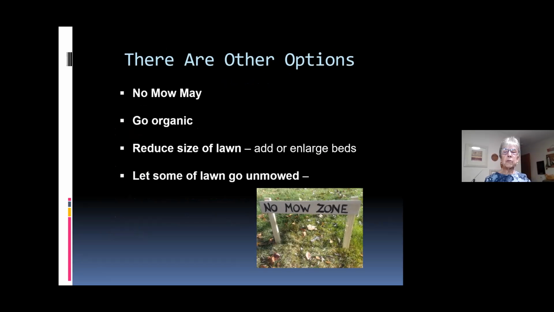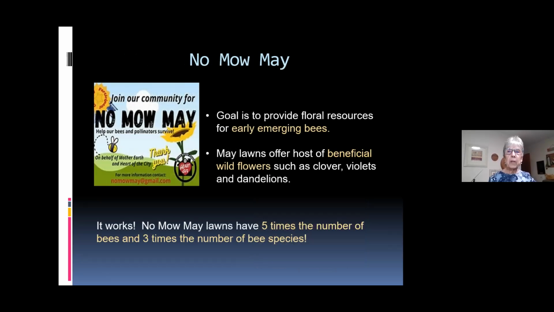So the other options would be No Mow May, and I think you have a No Mow May initiative in Weston. You can go organic, you can reduce the size of your lawn, or you can let some of the lawn go unmowed. The reason we have No Mow May is because those wildflowers that come up in the lawn in April and May are actually excellent floral resources for the emerging bees that are coming out of hibernation. And they have a tough time at that time of the year. There's not much else in the garden. Our garden flowers aren't really in bloom yet. So if we can leave those for the bees, so much better.